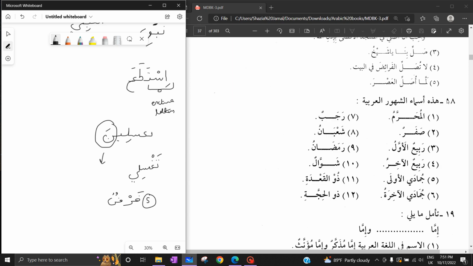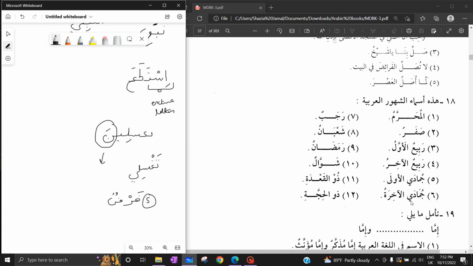We are coming to question 18. Hazihil asma'a ash-shuhur al-arabi. Shahur means shahr, which means month, and shuhur is months, Arabic months. These are the names. So first is al-muharramu, safarun, rabi'un al-awwal, rabi'un al-akhir.